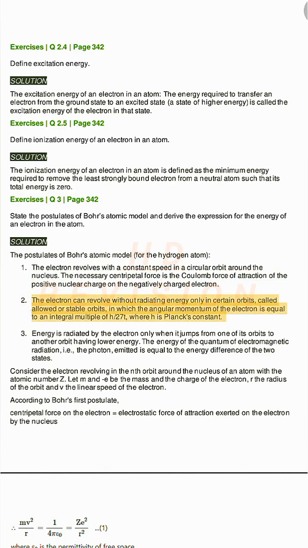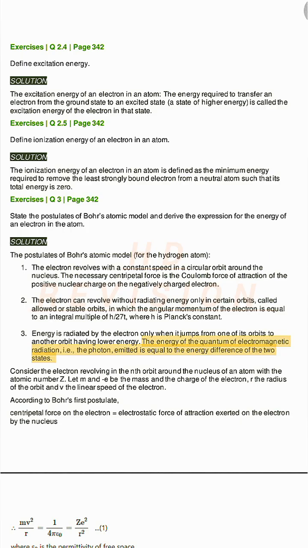2. The electron can revolve without radiating energy only in certain orbits, called allowed or stable orbits, in which the angular momentum of the electron is equal to an integral multiple of h/2π, where h is Planck's constant. 3. Energy is radiated by the electron only when it jumps from one of its orbits to another orbit having lower energy. The energy of the quantum of electromagnetic radiation, i.e., the photon, emitted is equal to the energy difference of the two states.